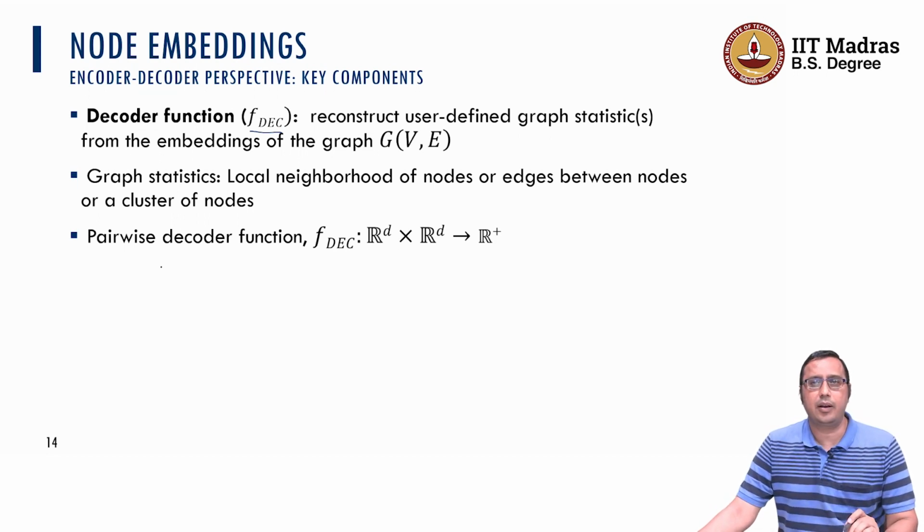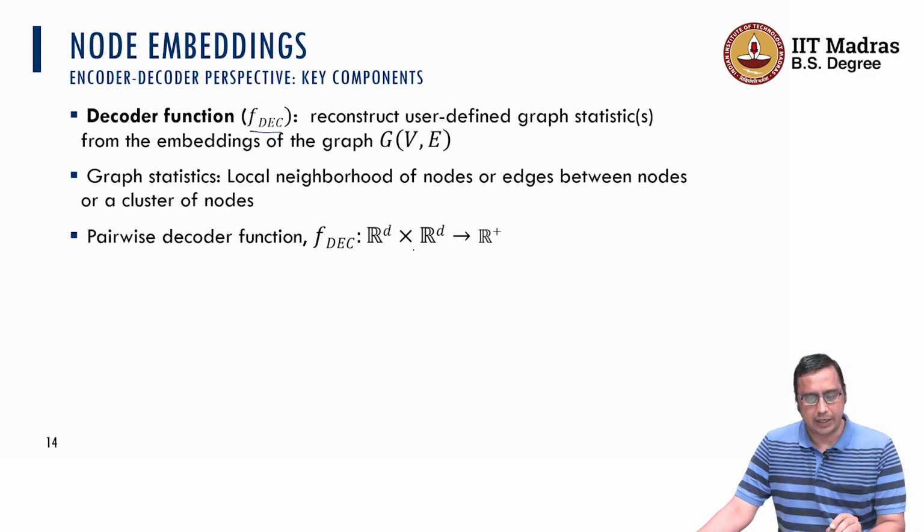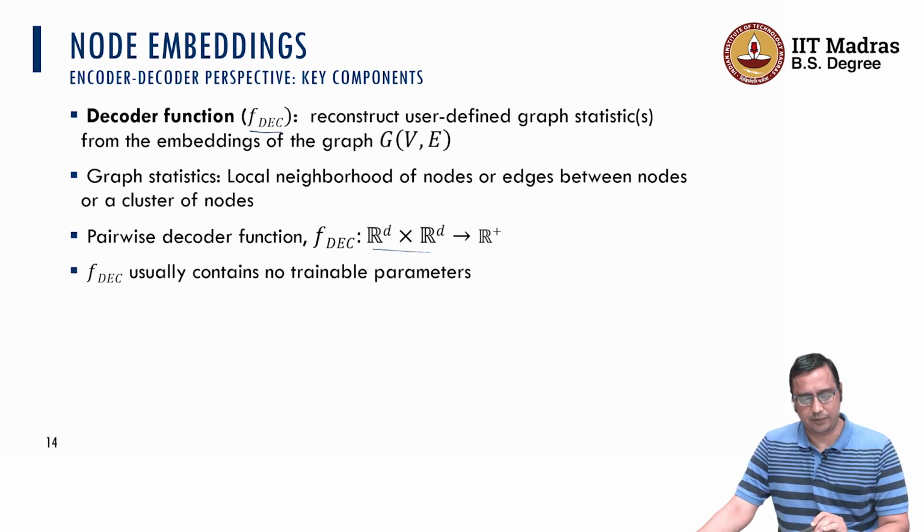So typically we are using a pairwise decoder function, which takes two nodes or their embeddings and tries to give an output which is in R plus. Look at it: when you look at the similarity function, the output is R plus and the input is two nodes. In the case of FDEC, we have two node embeddings as our input, and we get an output in R plus.